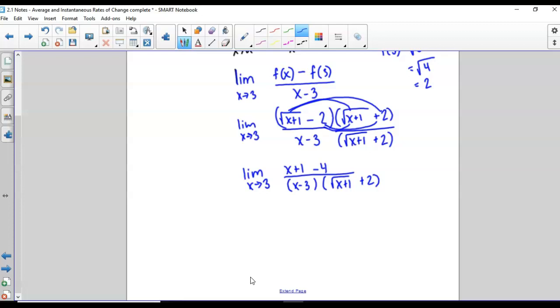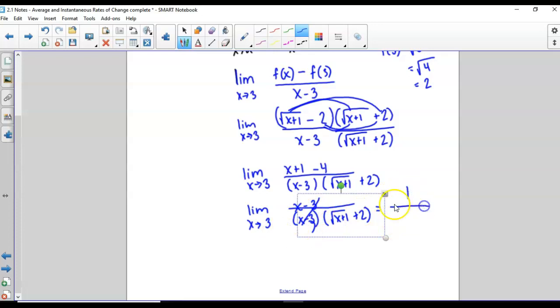Positive 1, negative 4 is going to give us x minus 3, which is great, because if I have an x minus 3 in the numerator and this x minus 3 in the denominator, then those are going to cancel. So now I can plug in my 3. I'm going to get 1 over the square root of 3 plus 1, plus 2. That's 1 over the square root of 4 plus 2, so 1 over 2 plus 2, which will give me 1 over 4.